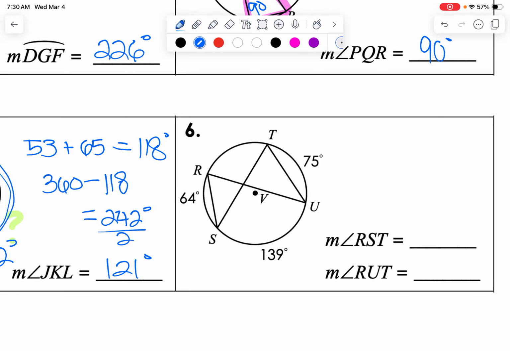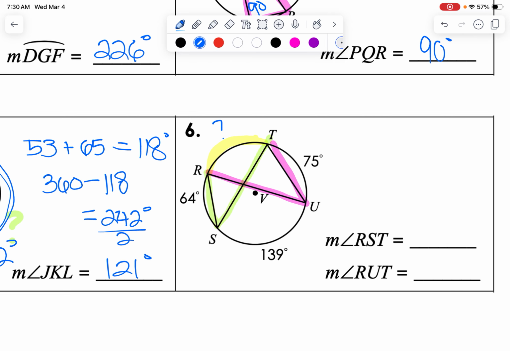Okay, so this one says find the measure of RST. RST is this one. And the measure of RUT. Okay, well, they both open up to the same arc. So if I could find that, they're going to be the same. So really, it looks like I have everything but this arc.